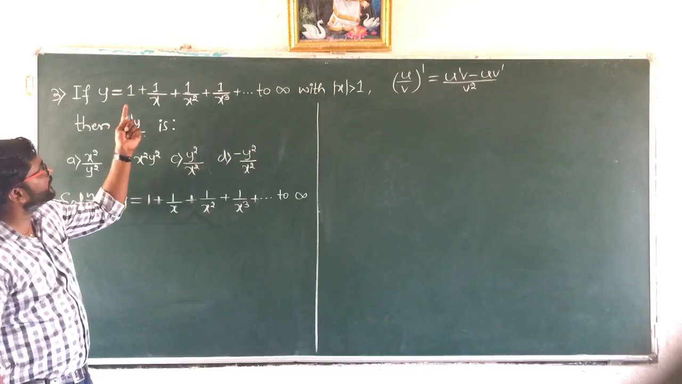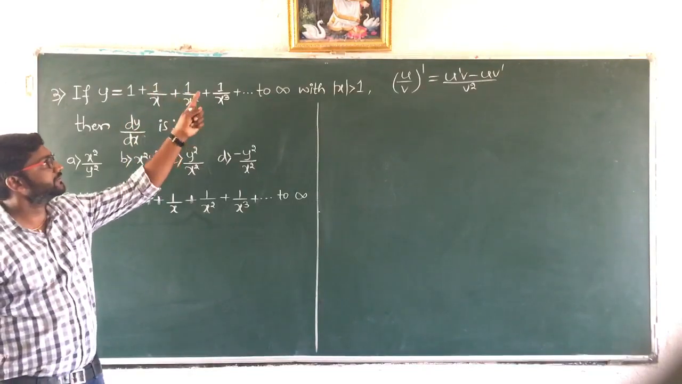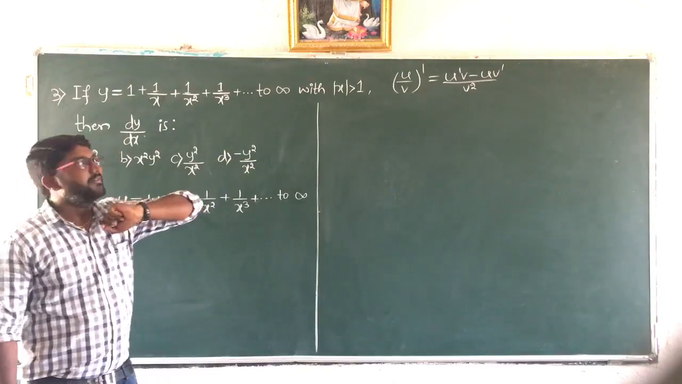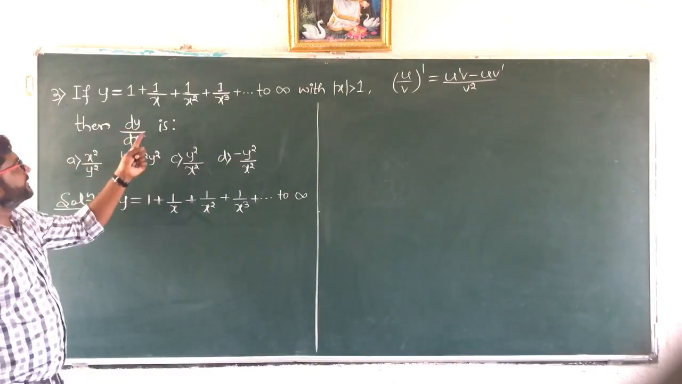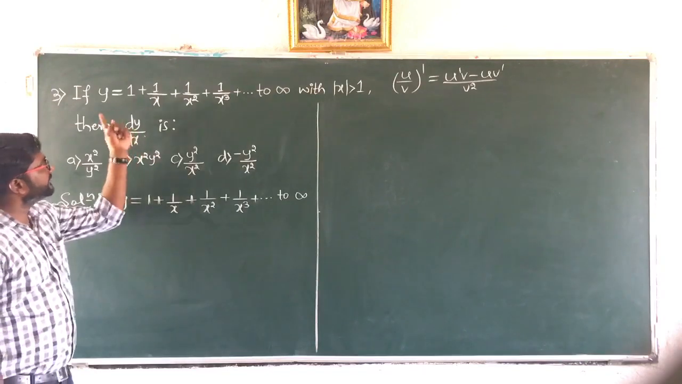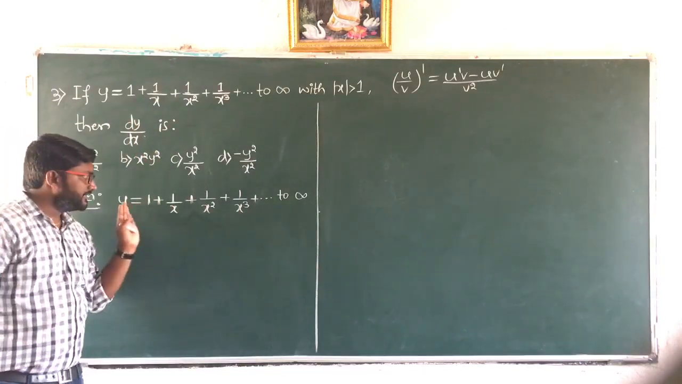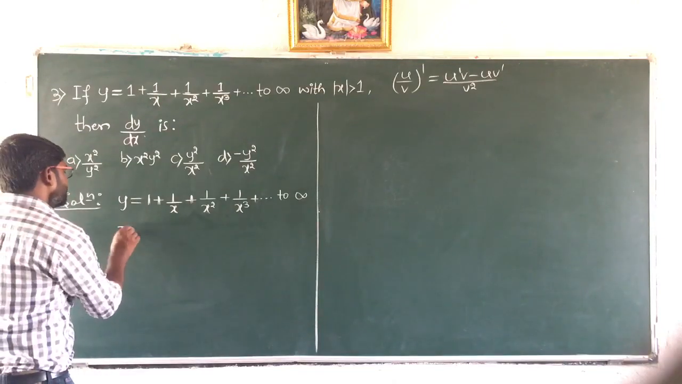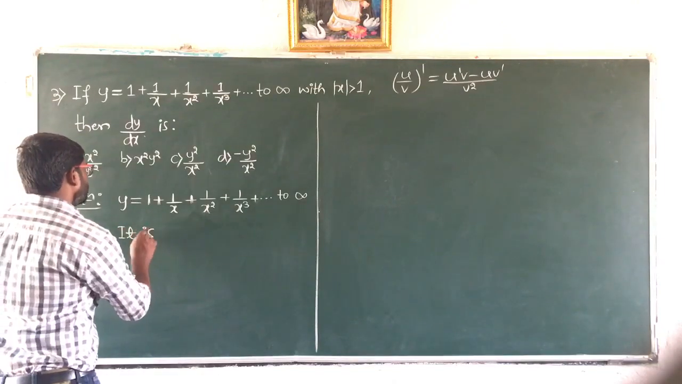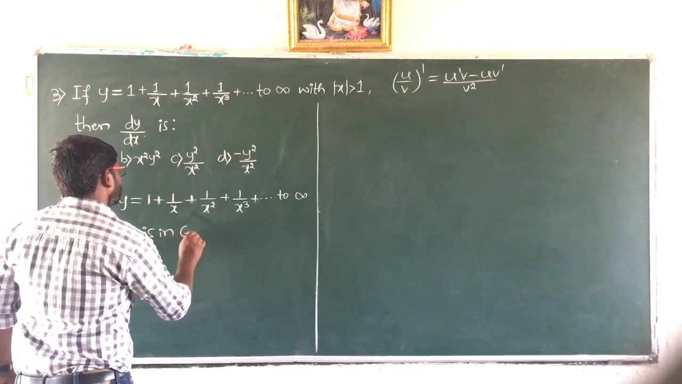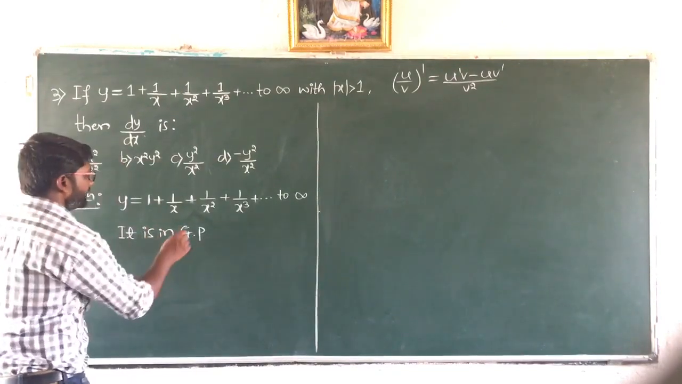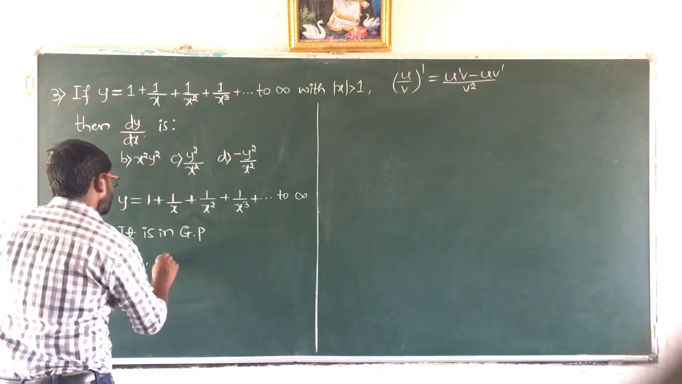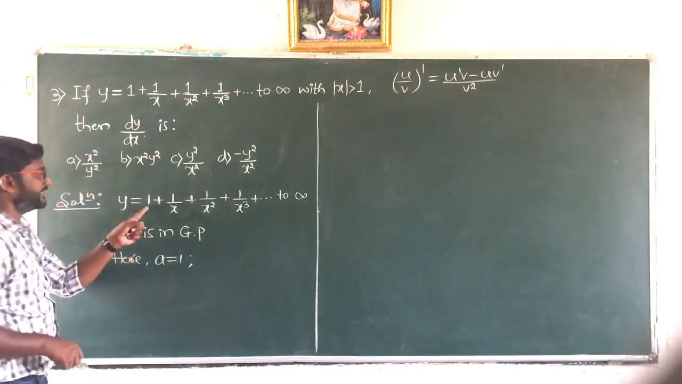Y which is equal to 1 plus 1 by x plus 1 by x square plus 1 by x cube to infinity with mod x greater than 1. Then dy by dx is. So now I have written the given series as it is. Now this series is there in the geometric progression. So see here, it is in geometric progression. So here a is equals to 1. The first term it is 1.